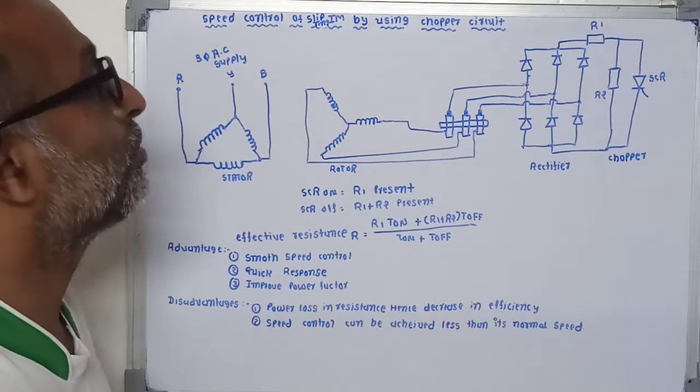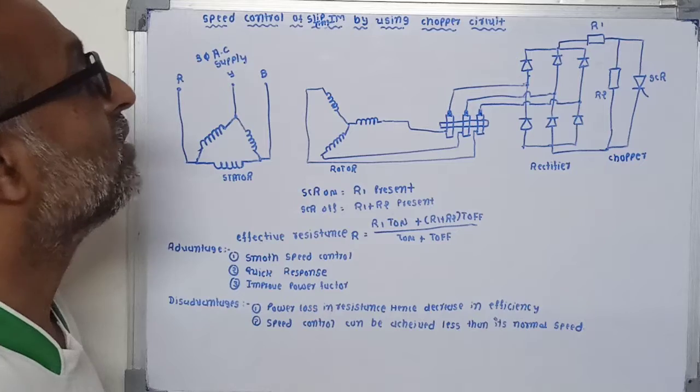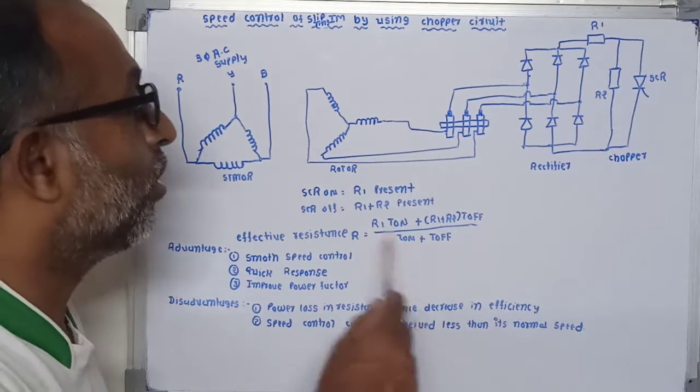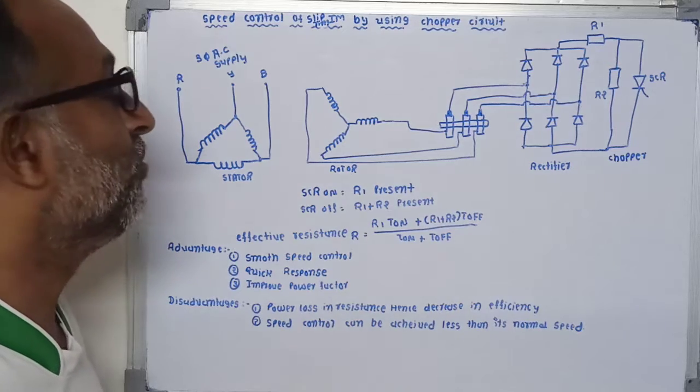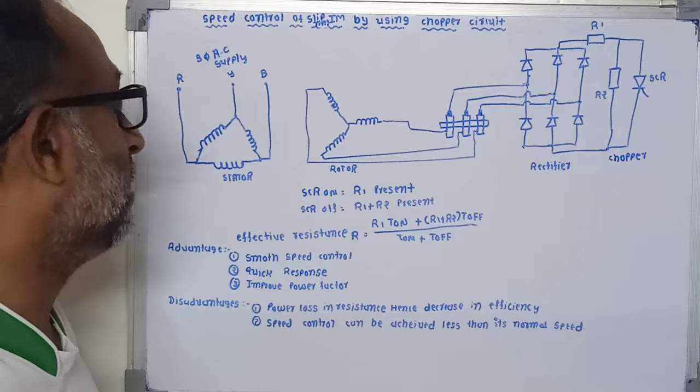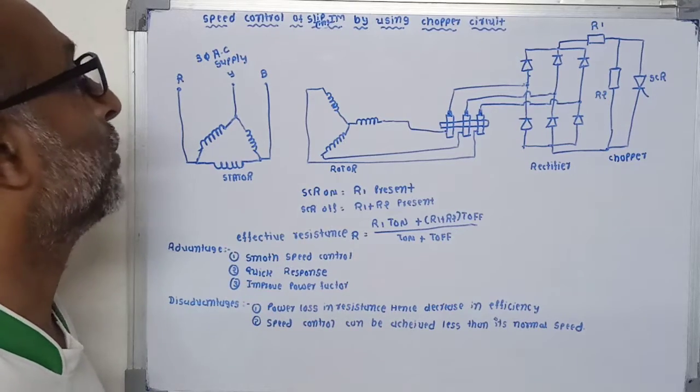So the speed of this induction motor depends on the inserted resistance and the on-off period of this chopper. So if we change the duty cycle, it will change the speed of this slip ring induction type motor.